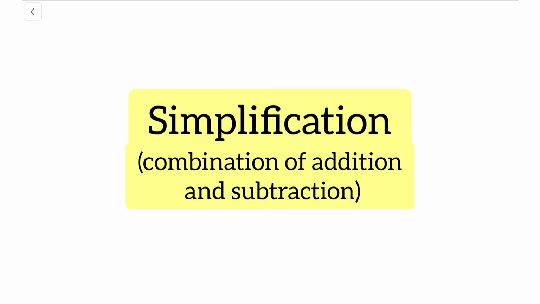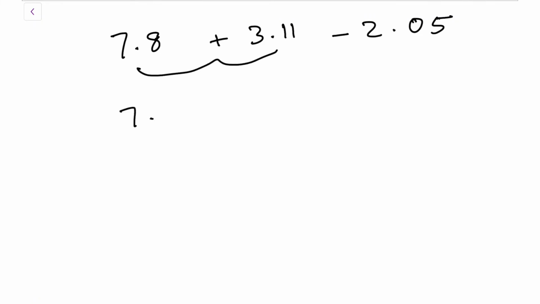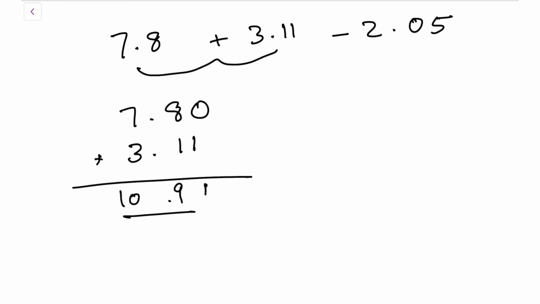Now let's do simplification, a combination of addition and subtraction. Let's take an example. Simplify 7.8 plus 3.11 minus 2.05. As you can see, it's a combination of addition and subtraction. So step 1 is to do your addition. All right, it is 7.80 plus 3.11. I made it into a like decimal. So it's 1, 9, 10, 10.91.